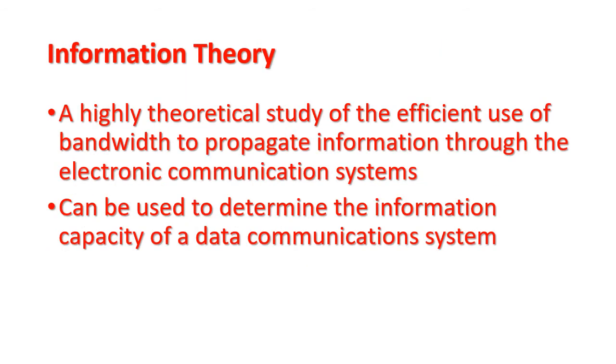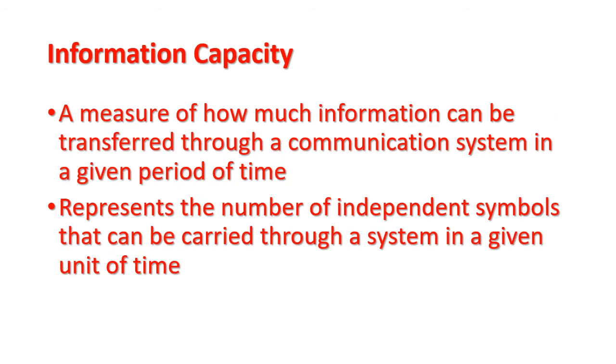Information theory. Information theory is a highly theoretical study of the efficient use of bandwidth to propagate information through electronic communication systems. This can be used to determine the information capacity of a data communication system. Information capacity is a measure of how much information can be transferred through a communication system in a given period of time. It represents the number of independent symbols that can be carried through a system in a given unit of time.